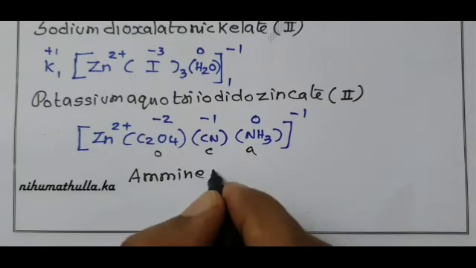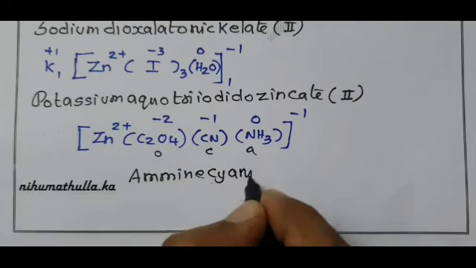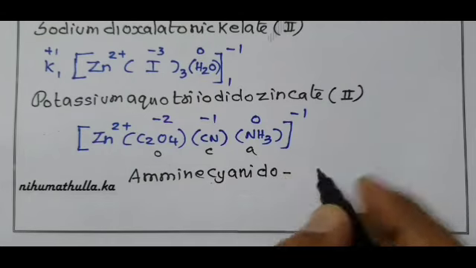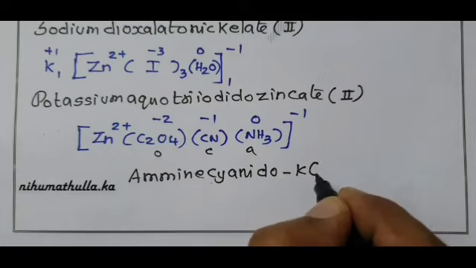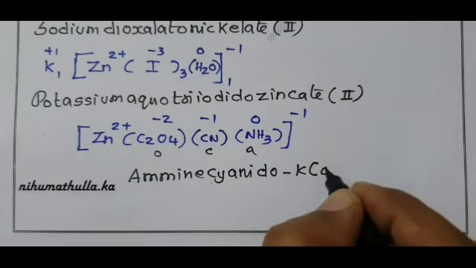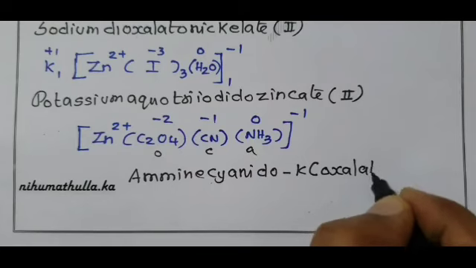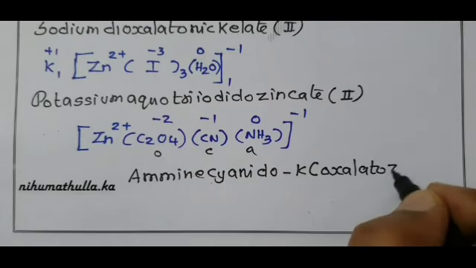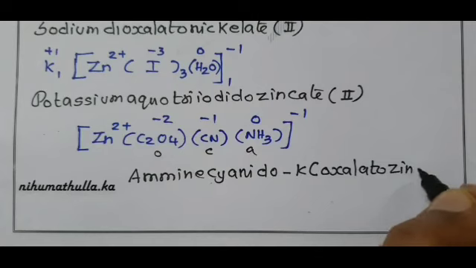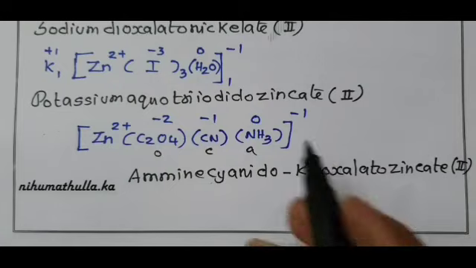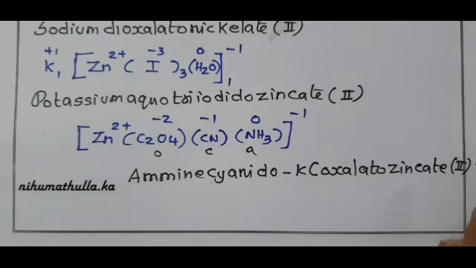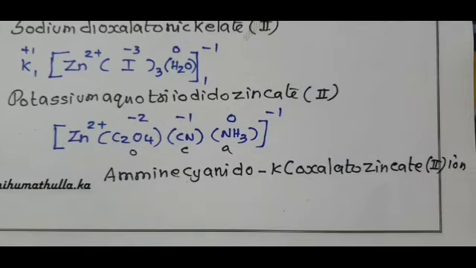Cyanido. It is an ambidentate ligand. The donor atom is carbon, kappa C. One oxalato we have, oxalato. Anionic complex, name ends with ate, zincate. Oxidation state 2. It is not neutralized by a positive ion, therefore the name ends with ion. Amine, cyanido, kappa C, oxalato, zincate 2.